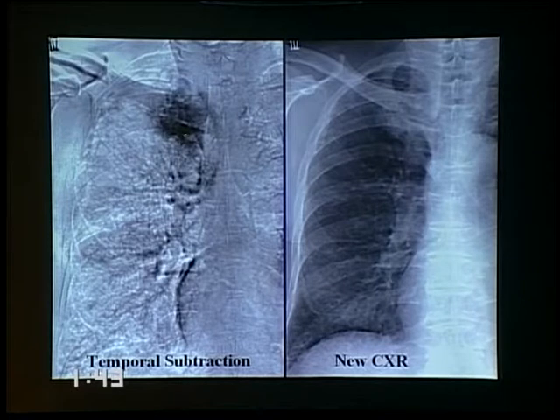We don't use the subtraction image, of course, to read primarily. We use it as a guide to go back to the current image and decide what's going on there. But we can be sure that there's something new growing there, and this, again, was a primary lung carcinoma.